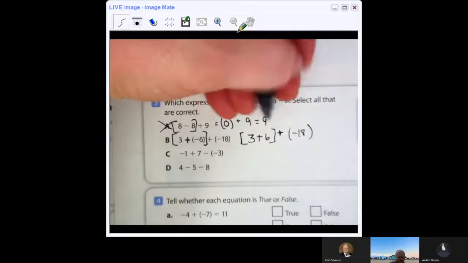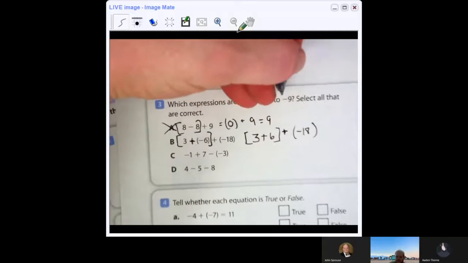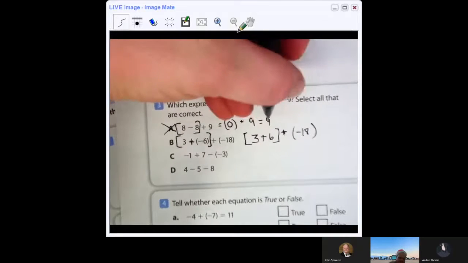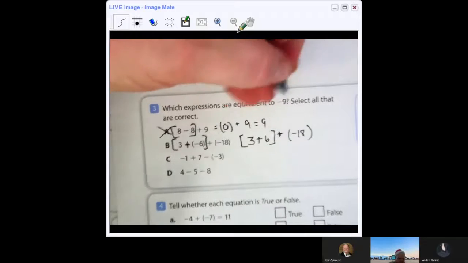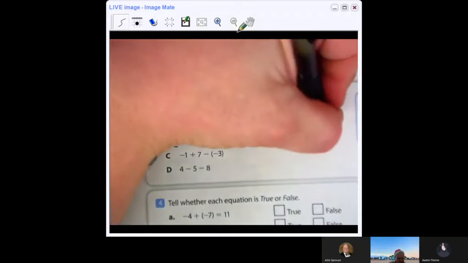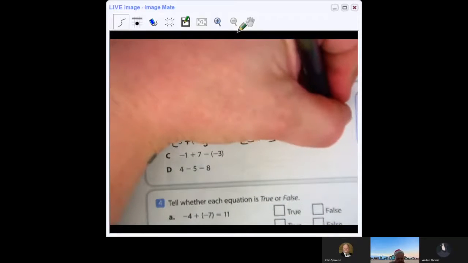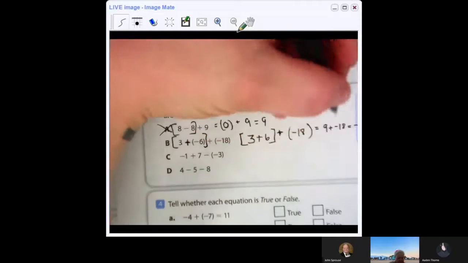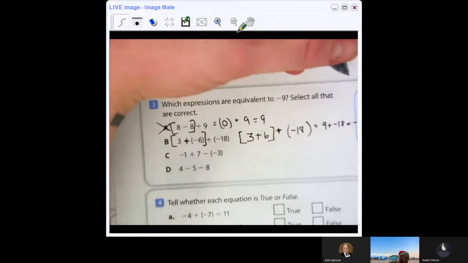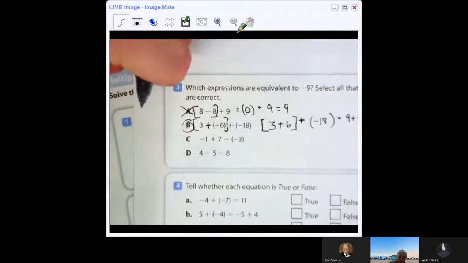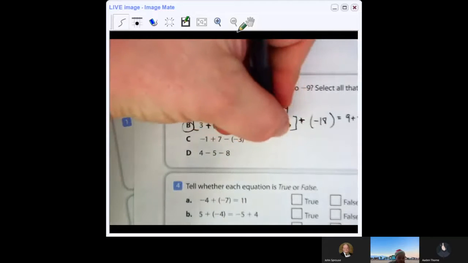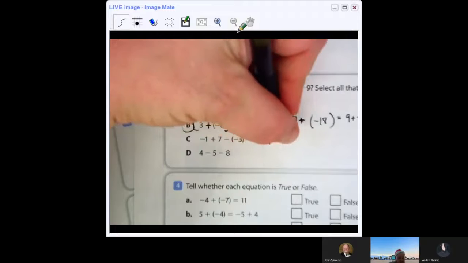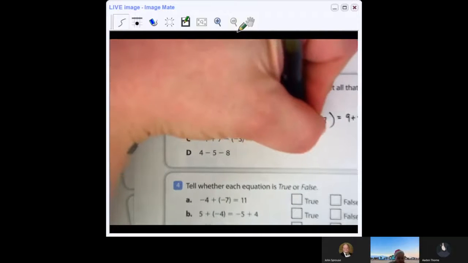Now, I put these things in brackets just for my brain. Does it need to be there? They could not be there. They could have more brackets if I wanted. It doesn't really matter. It's just to help you organize your work. So 6 plus 3 is 9. 9 plus negative 18 is equal to negative 9, which is something that equals negative 9. That's good. What is negative 1 plus 7 minus negative 3?